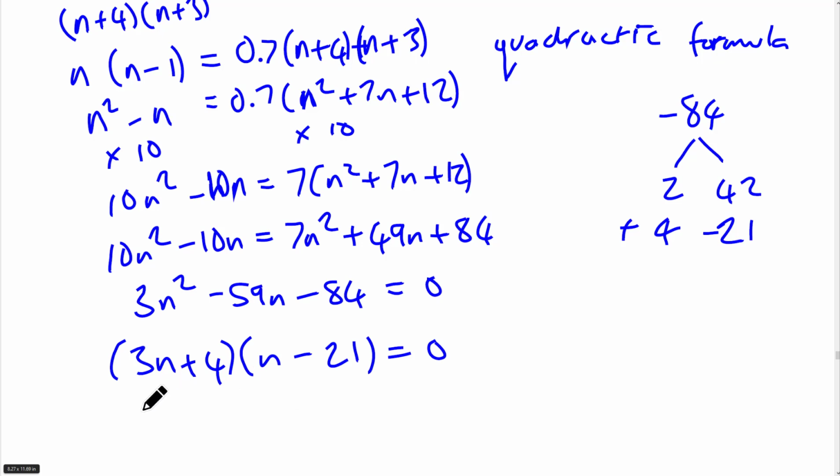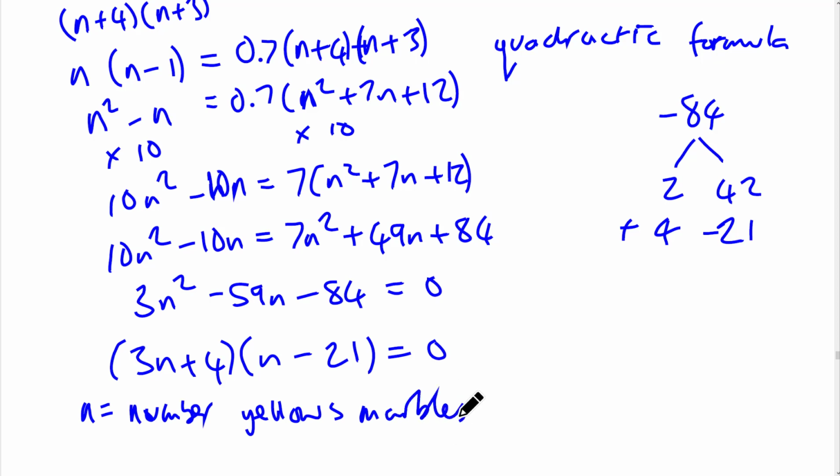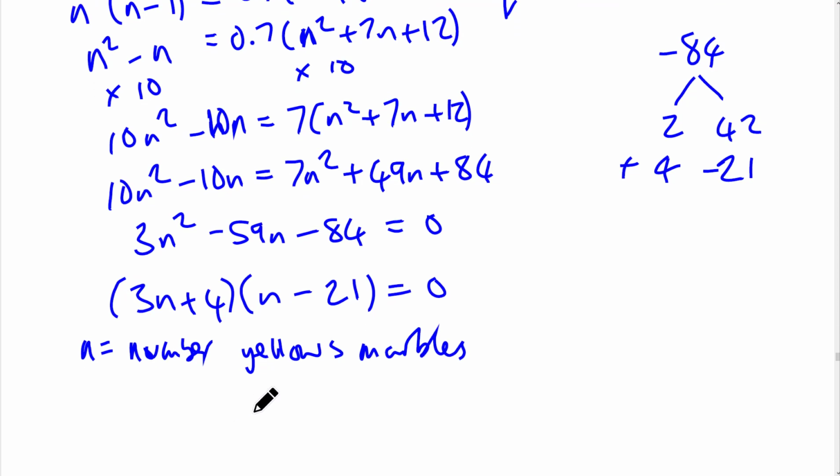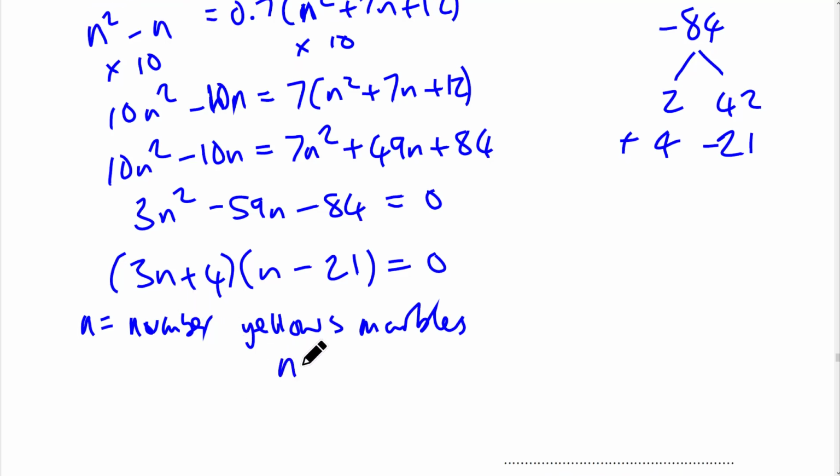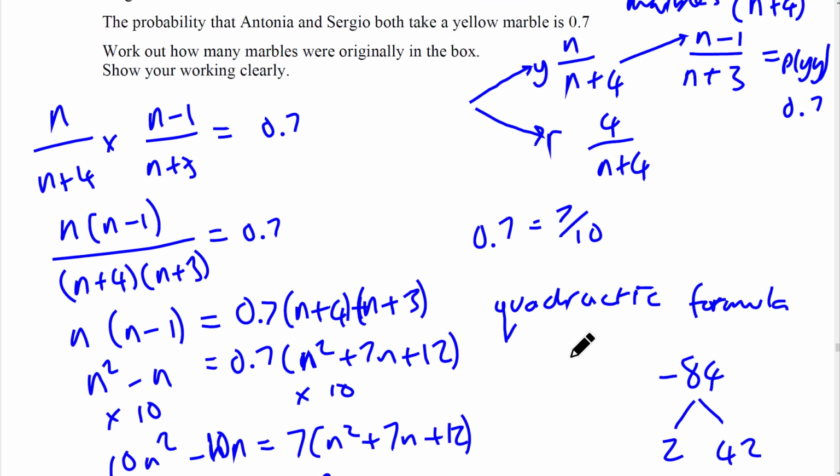So the solution to this, well, n equals the number of, let's say, number of yellow marbles, right? Is it about marbles, this question? I think so, from what I remember. So you can see here, n's got to equal 21, or n is going to equal minus 4 over 3, which we know can't be correct. So n must equal 21. So the number of yellow marbles must be 21.